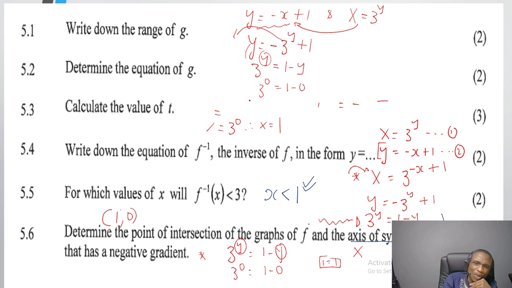If you are merely a grade 12 student, it's going to be tough for you here. y is 0. How can I find x? You go to any of the equations, you substitute y with 0, and you'll see that x is 1. So this is a very cruel question, 5.6. The coordinates of the point of intersection are 1 and 0.